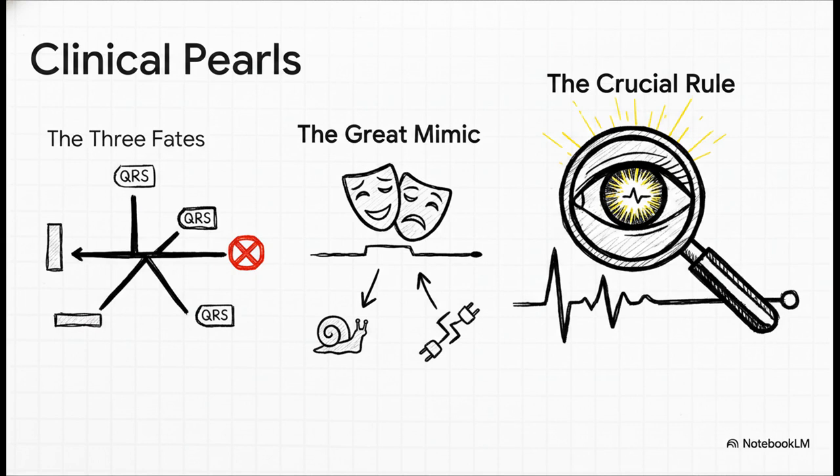And this all culminates in the single most important, inviolable rule of ECG interpretation. In the face of any unexplained pause, irregularity, or bradycardia, you must meticulously scrutinize the morphology of the T wave of the preceding beat. That is where the truth is most often found.